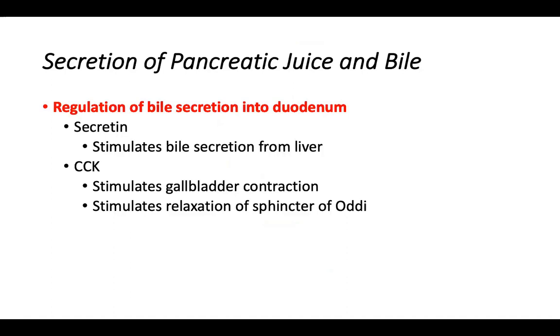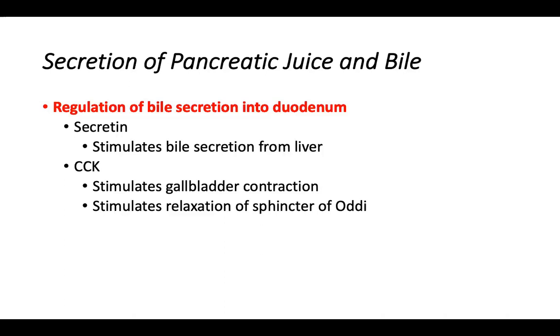The regulation of bile secretion into the duodenum, that's going to be involving these two hormones as well. So secretin is going to stimulate bile secretion from the liver as well. CCK stimulates the contraction of the gallbladder, as well as the relaxation of the sphincter of Oddi. So we talked about the sphincter of Oddi. It's present at the ampulla of Vater. This is the shared opening between the pancreatic duct into the duodenum, along with the common bile duct into the duodenum. And they're both being regulated by that sphincter, that strip of smooth muscle called the sphincter of Oddi.